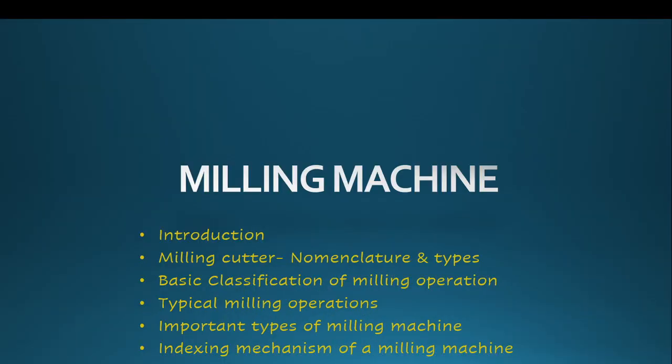Welcome dear students. In this video lecture we are going to discuss the milling machine and its operation. A milling machine is a special purpose machine tool which has a lot of applications in the machine shop and can be used for machining numerous machine elements. In this lecture we are going to discuss the basic milling machine operations and the tools used for performing milling operations, particularly the various tools and their nomenclature, some important milling machines, and the indexing mechanism.